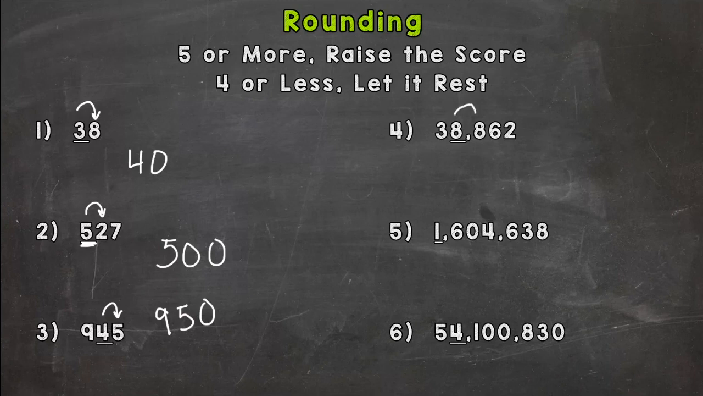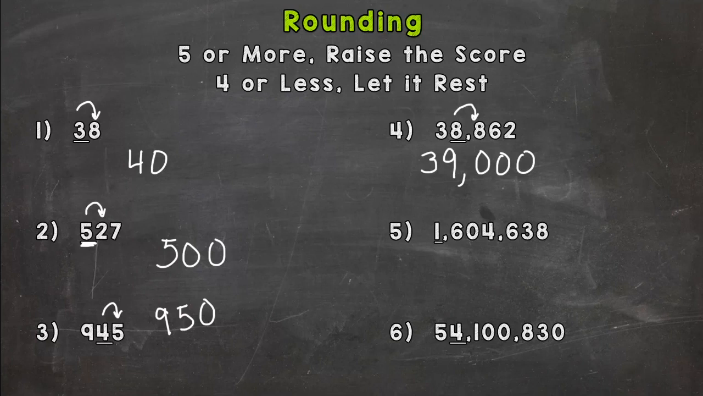So let's take a look next door. That 8 is 5 or more, so it tells the other 8 to round up to 39. So we keep everything to the left the same. This 8 is going to round up to a 9. And then what do we change everything to the right of the underlined digit? Hopefully you're thinking zeros. So that number is closer to 39,000 than it is 38,000. It rounds to 39,000.